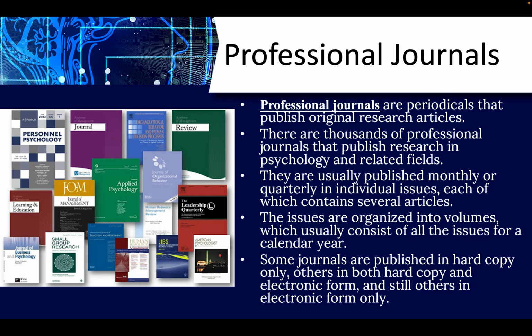Professional journals are periodicals that publish original research articles. There are thousands of professional journals that publish research in psychology and related fields. They are usually published monthly or quarterly in individual issues, each of which contains several articles. And this is an example. These are all APA, I think. American Psychologist is the journal of the American Psychological Association.